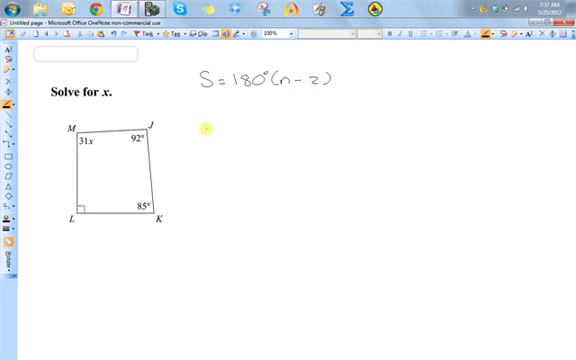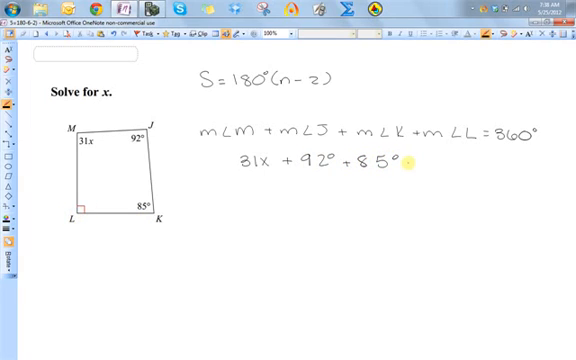Okay, so let me write the expression first. So the measure of angle M plus the measure of angle J plus the measure of angle K plus the measure of angle L equals 360 degrees. Okay, so now all I need to do is substitute in these values. So the measure of angle M is 31x, J is 92 degrees, K is 85 degrees, and L is 90 degrees, equals 360.